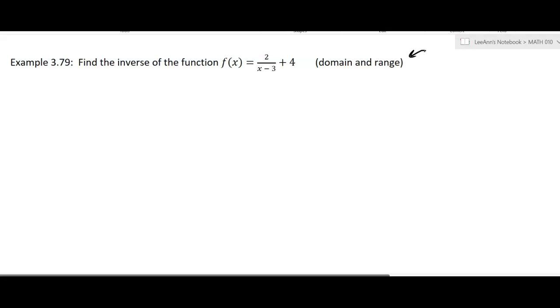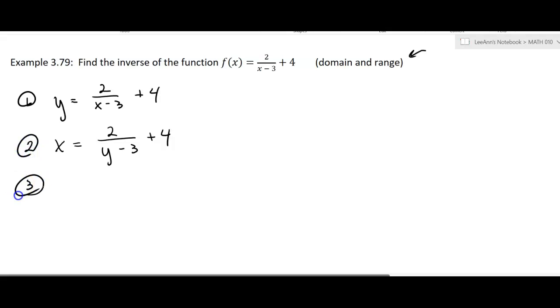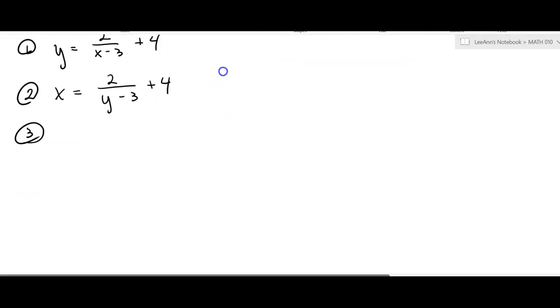Okay, so the first thing we do is we replace f of x with y. So y equals 2 over x minus 3 plus 4. All right, then we switch the x and y. X equals 2 over y minus 3 plus 4. Now we have to solve for y. So this is step 1, step 2. Now we're on step 3.